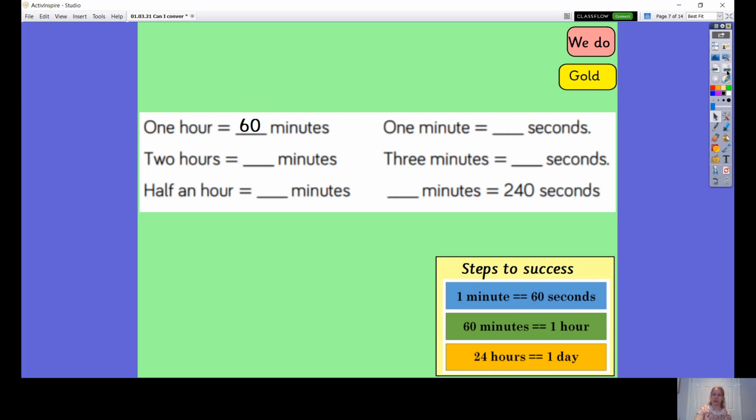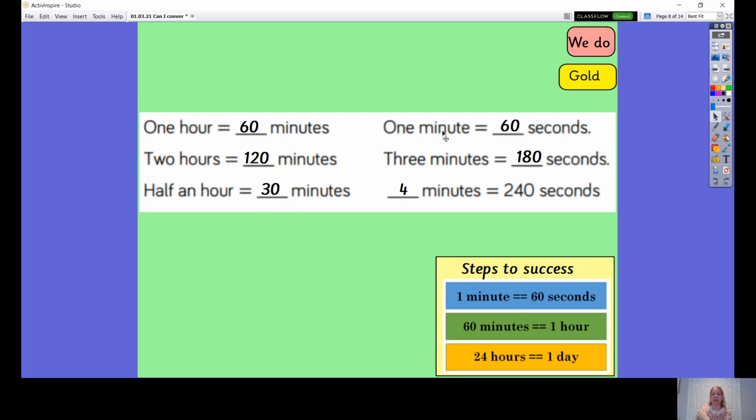Okie doke, let's have a little look. So 1 hour is 60 minutes. So therefore I know that 2 hours is 120 minutes because double 60 is 120. Also, I could have just ignored that 0 and said 1 times 6 is 6, 2 times 6 is 12. Then half an hour, well, I've just got half that 60, haven't I? And that's 30 minutes. So half of 60 is 30. So I can see that that's 30 minutes.